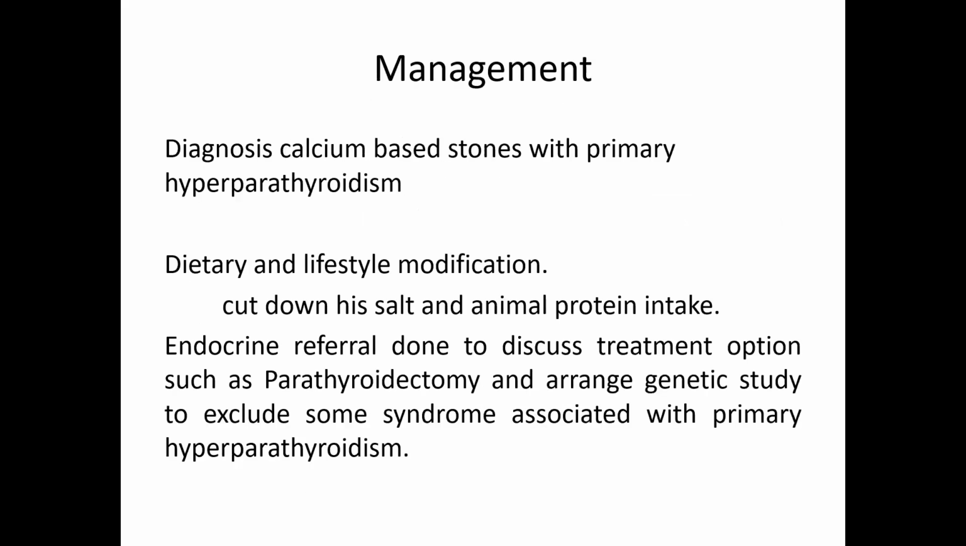So a diagnosis of calcium-based stone with primary hyperparathyroidism was made, and this patient also had high salt and animal protein intake because his urine sodium and urine urea were high. So we advised to cut down some salt and protein intake, and we asked to increase fluid intake, and the patient was referred to the endocrinology team to discuss further management such as parathyroidectomy, and we asked for a genetic study to exclude syndromes associated with primary hyperparathyroidism because the patient was young.